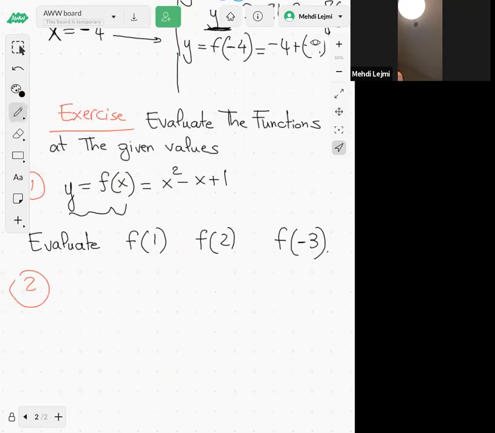So again, I have some function of x, so y. Here I'm going to use a different letter. Instead of f, I'm going to use h. As I said, you don't have to use f for functions. You can use a different letter. Let's say h of x.